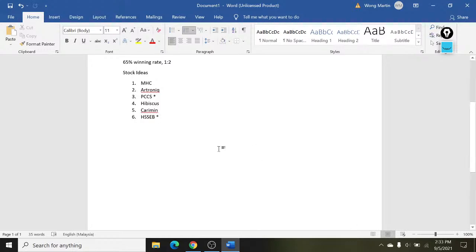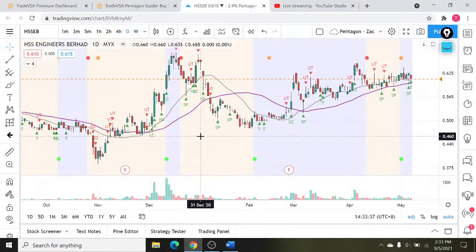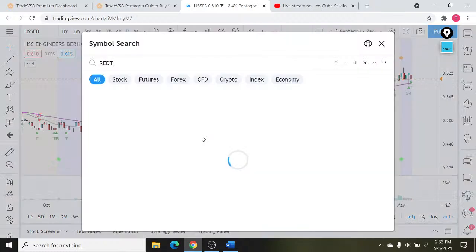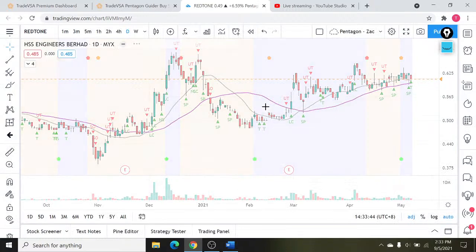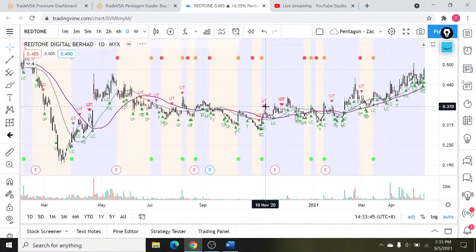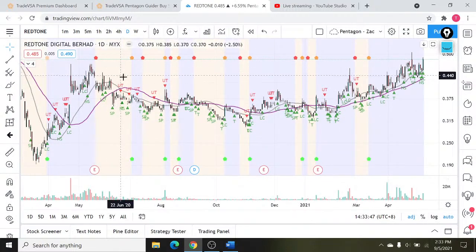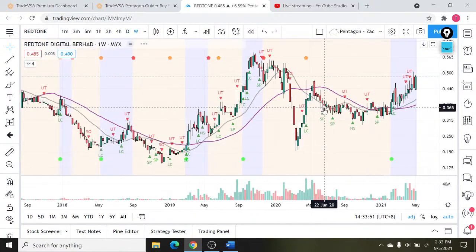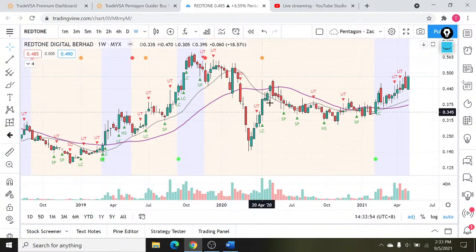There's one member that actually asked me, a very nice setup. Is it Redtone? Yes, Redtone. Okay, Redtone, correct. Again, a bit similar to cup and handles. Okay, and then we look into the weekly charts. High volume, low volume, slowly going back.